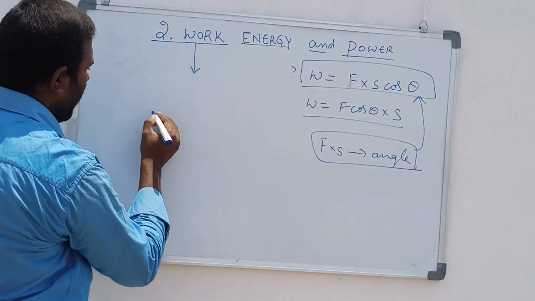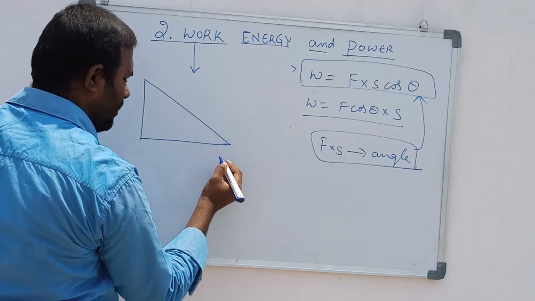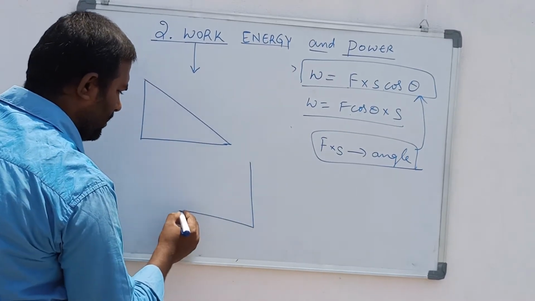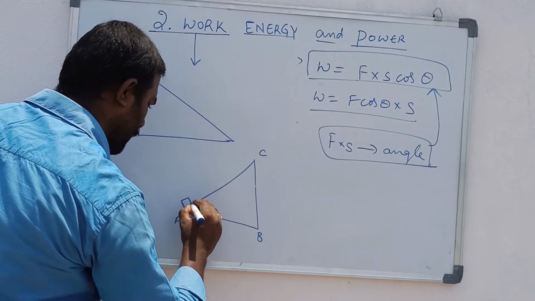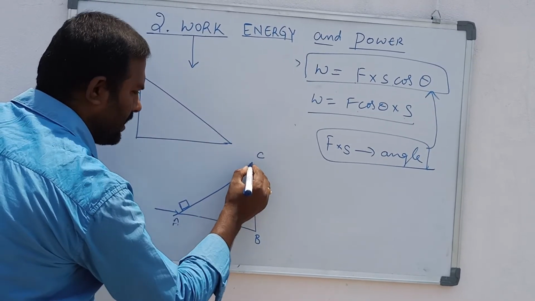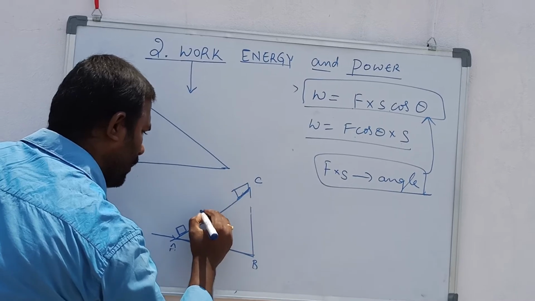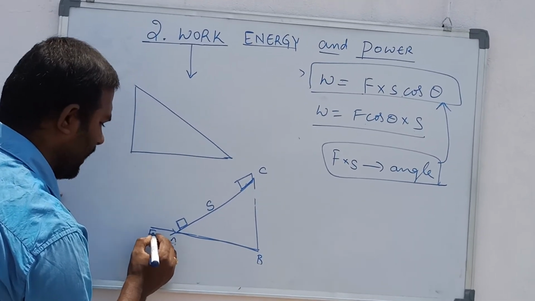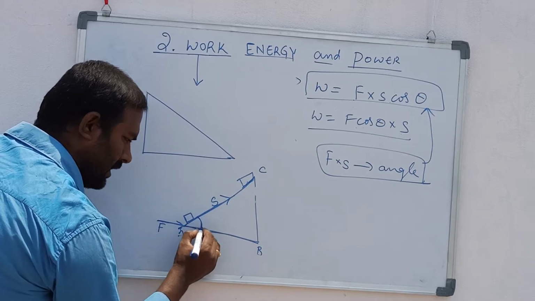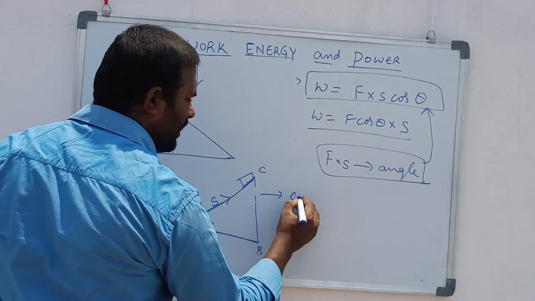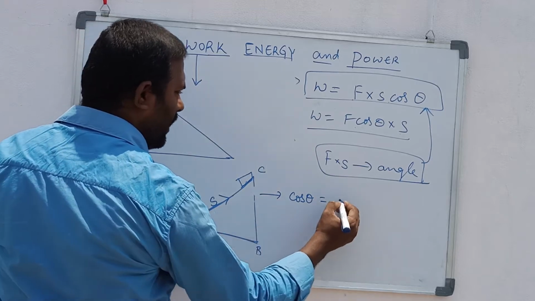We already learned about work, and now there is a right angle triangle, A, B, C. If you want to move the body, you apply the force in this direction, and the body moves in this direction. This is the displacement and this is the force we are applying. When the force is applied in this direction but the displacement is in that direction, they make an angle theta. Cos theta we can write as adjacent by hypotenuse.